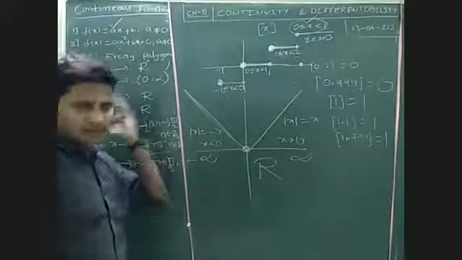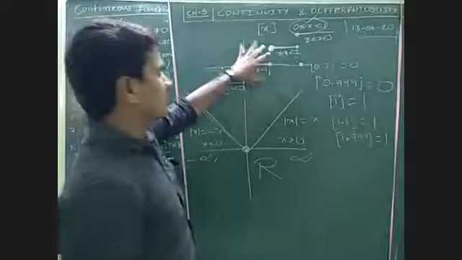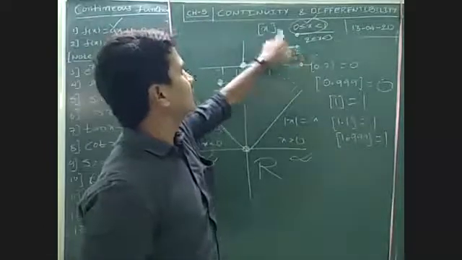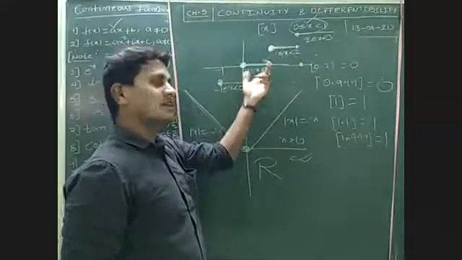Okay, we'll discuss one by one. Is it clear, understood? In this domain, the step function is continuous. If they give particular domains like this, it is continuous.